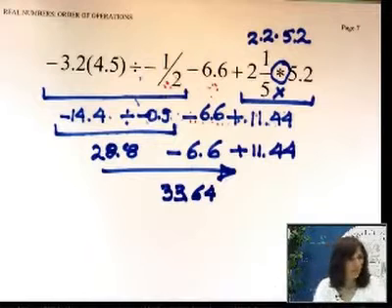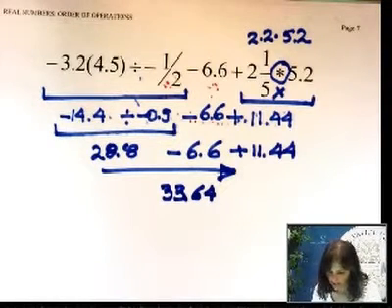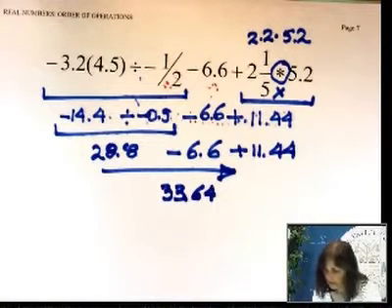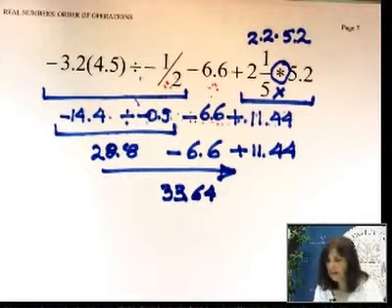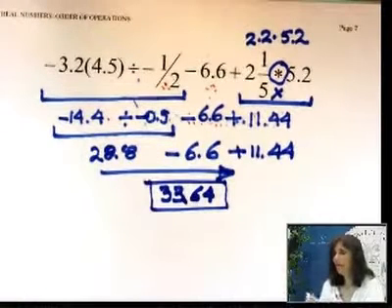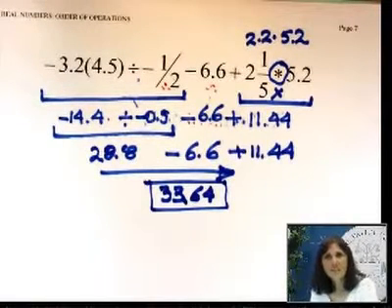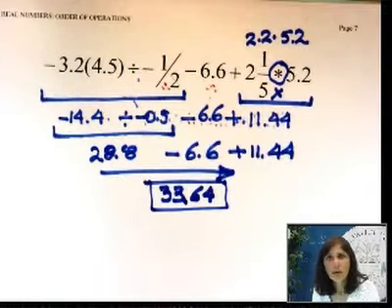All right, so let me do this with my calculator. I have 28.8 minus 6.6 plus 11.44. That is 33.64. That's correct. So pay attention to the order of operations, and you're going to be okay. And also pay attention to the signs of your real numbers.